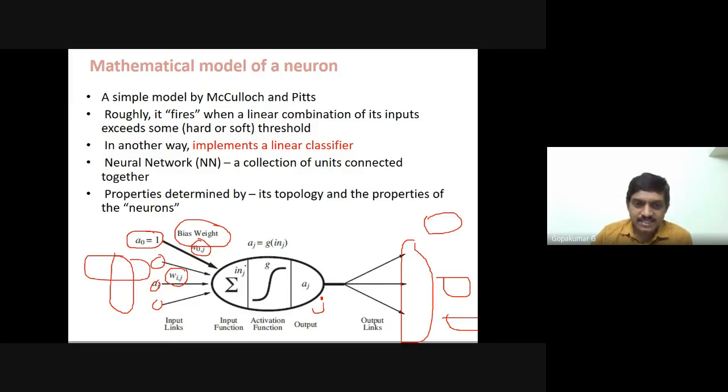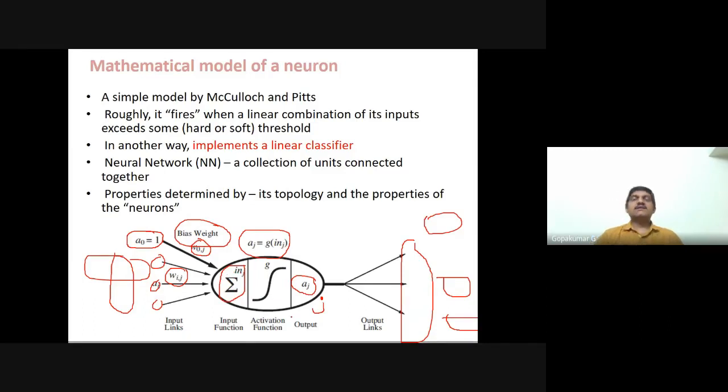Now we know what the total input coming here is: the weights multiplied by the outputs coming from the previous neurons, similar to our linear discriminant function. So it's a total summation, that's the input function. Assume that the output going from this particular neuron to other neurons is AJ. So what is AJ? AJ can be calculated from the total input sigma.